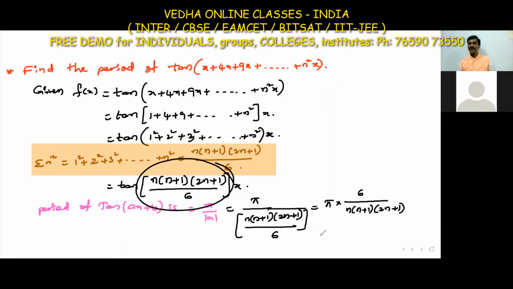So the final answer is 6 into pi whole divided by n into n plus 1 into 2n plus 1. Okay, this is the final answer.